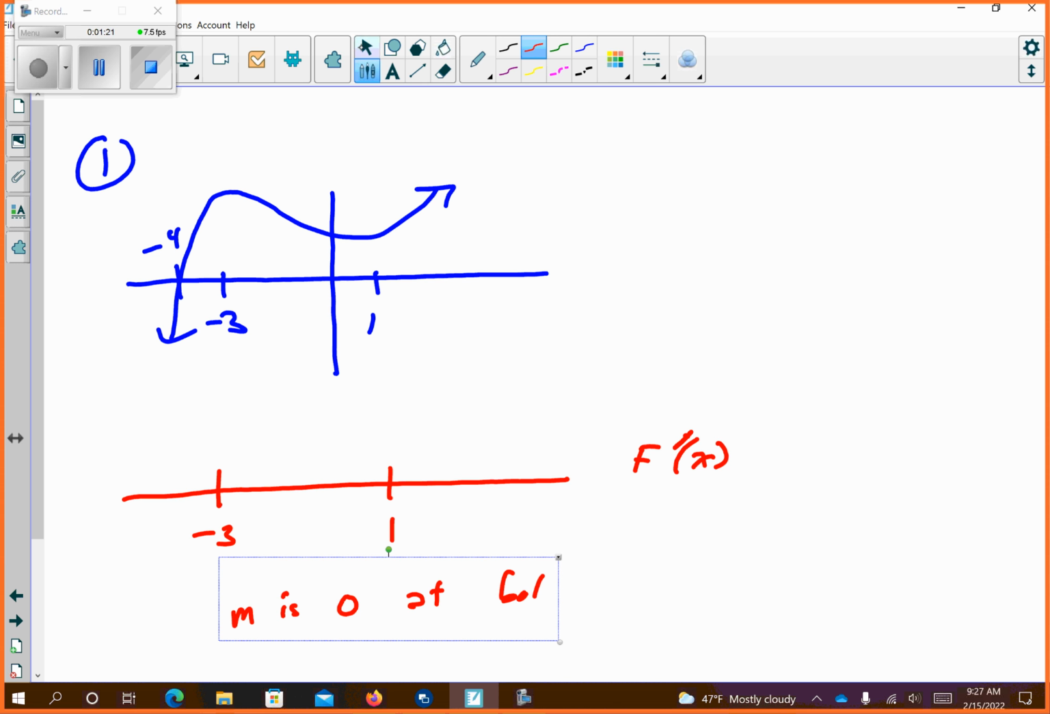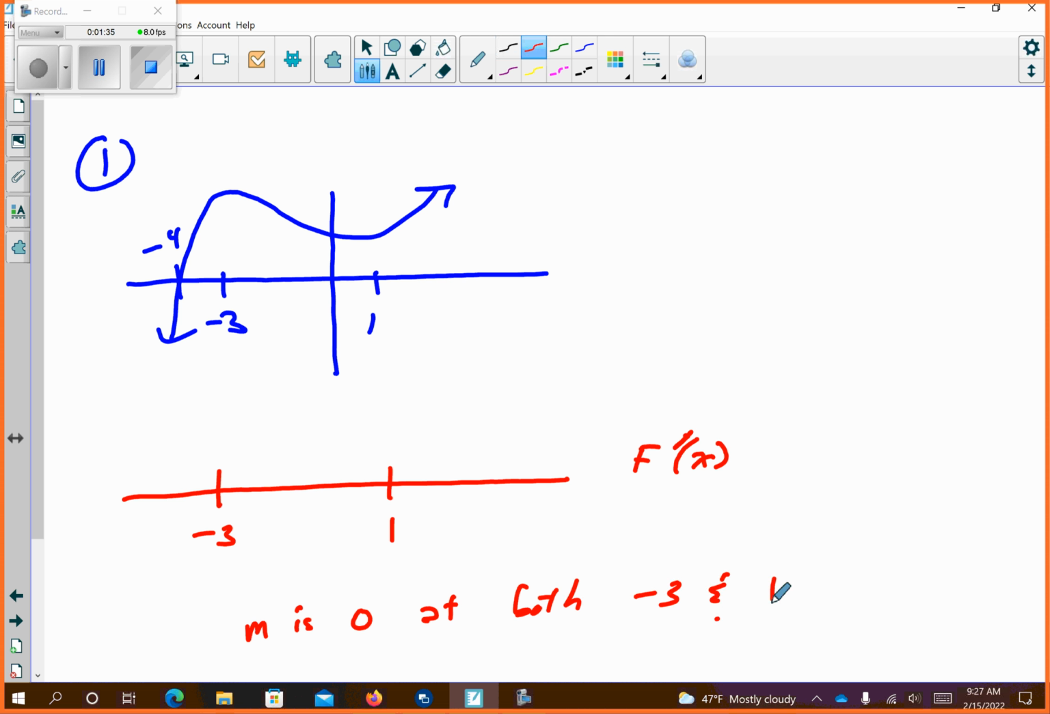It's at both -3 and at 1. Does that make sense? Because the tangent line here would be like this. The tangent line here would be like this. That's where I'm getting 0, 0 for slope for that linear equation.